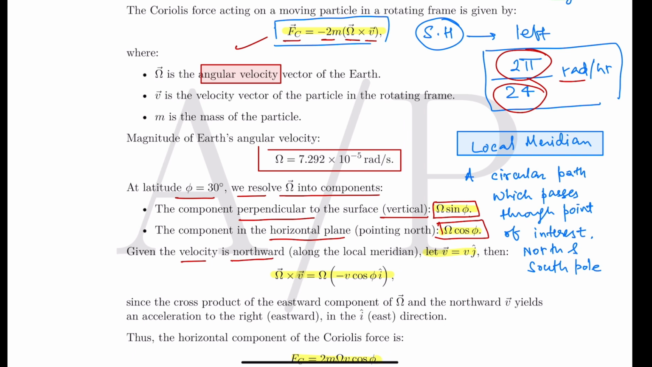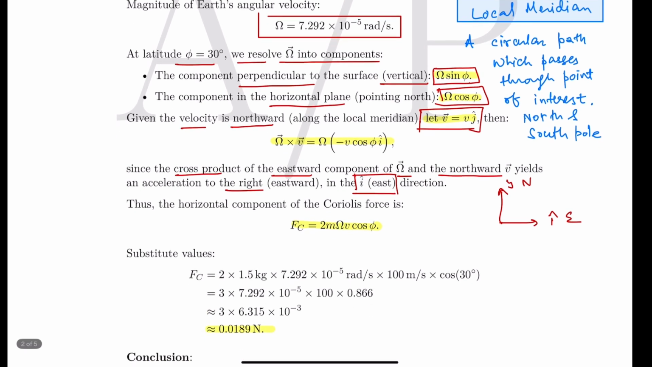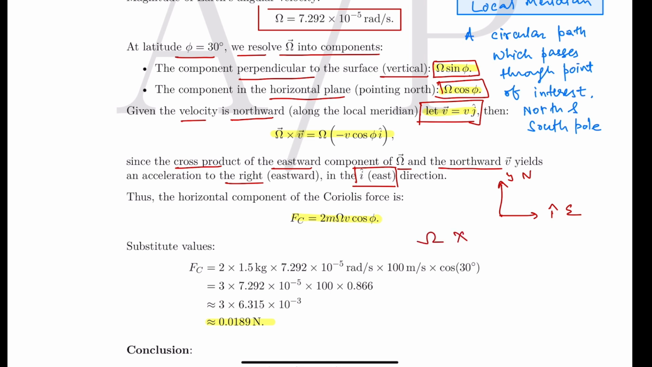Given the velocity in the northward direction along the local meridian, if we have some sign convention, then on the earth plane this is i cap east and this is j cap north. So this is the velocity in the northern direction, and the direction of the Coriolis force is going to be in the eastern direction. Let us see how the cross product of the eastward component of omega and the northward velocity yields an acceleration towards the right.